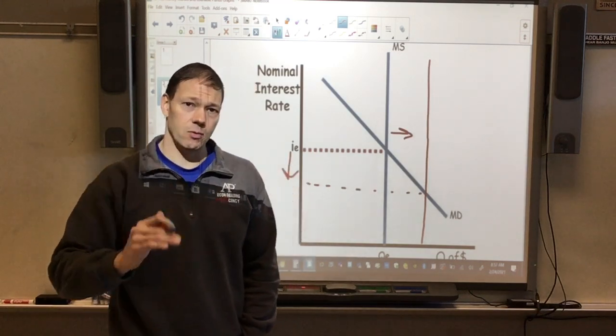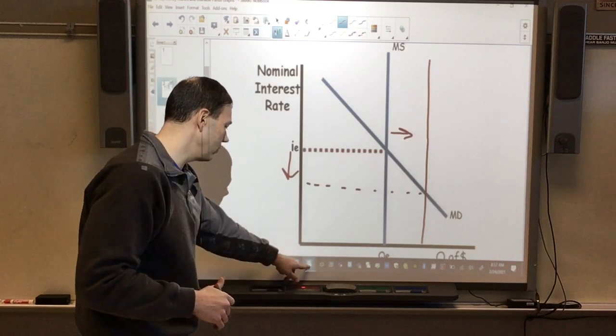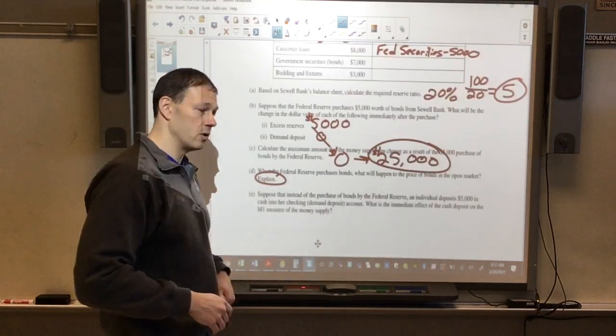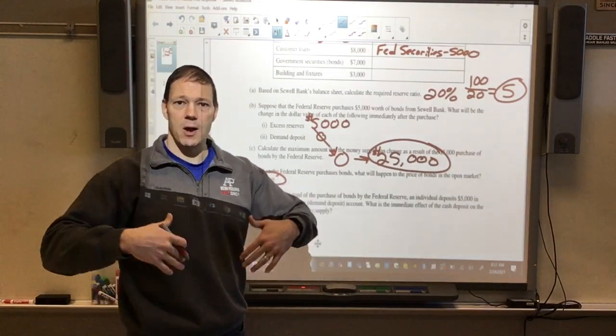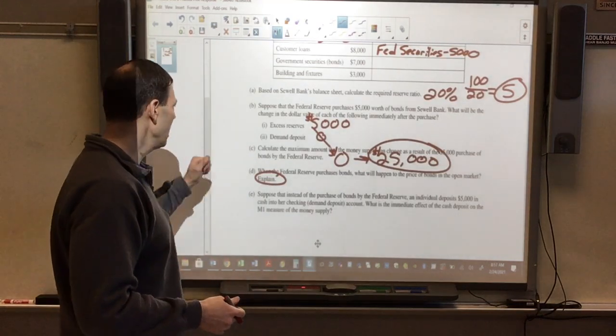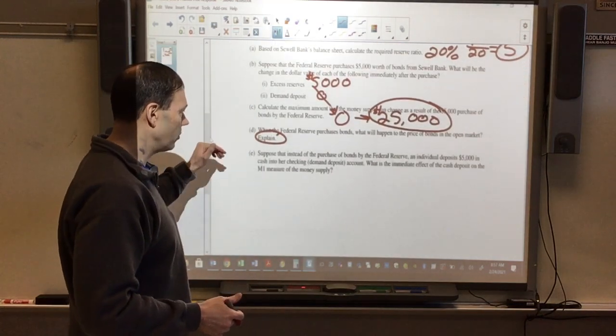So if interest rates go down, bond prices have to increase. And so that's why, and it says explain, all you have to do is say interest rates went down, so bond prices go up, or they're inverse. Okay, so bond prices increase because interest rates went down.